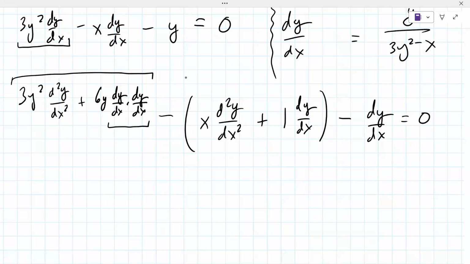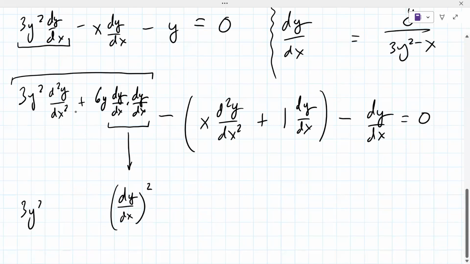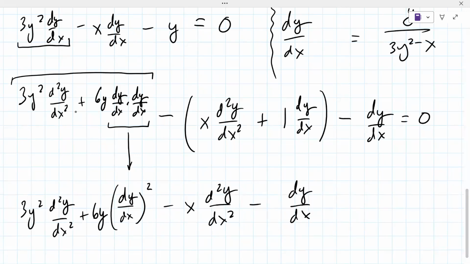So this right here becomes dy dx squared, which is not the same as d squared y dx squared. I'm pointing that out because it's easy to mix that up notationally. Minus dy dx.